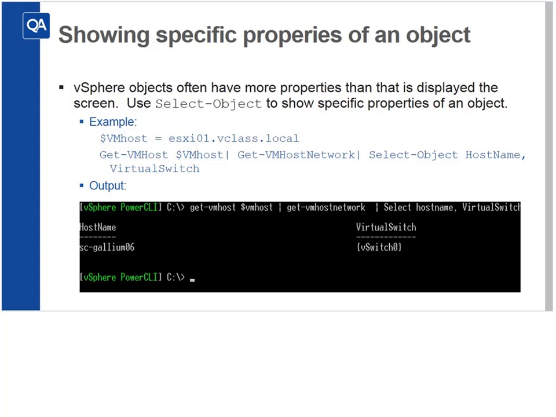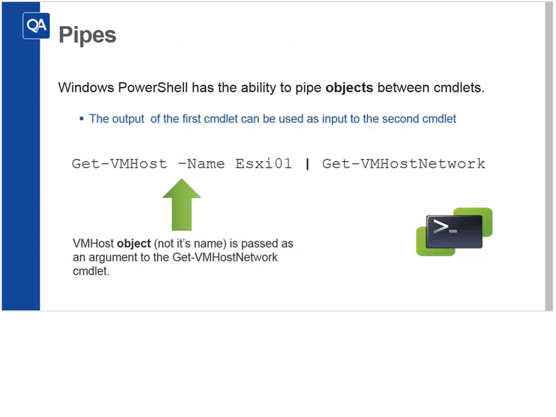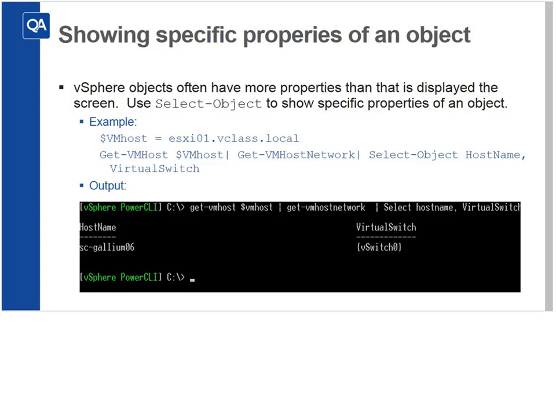We're piping that object through to Get-VMHostNetwork, and that comes back with a series of columns. It may not be the columns you're interested in, or maybe there are too many columns. So one of the things you can do is Select-Object, you can shorten it to select, and they're specifically showing hostname and virtual switch, as opposed to anything else that might come back from that particular command.